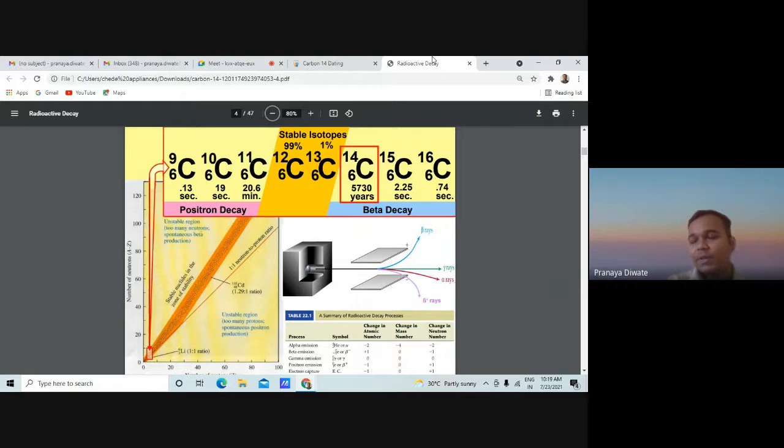So there are two types of isotope: one is stable, one is unstable. Which one is a stable isotope? C12 and C13 are stable isotopes, whereas C14 is an unstable one. It continuously decays into nitrogen.